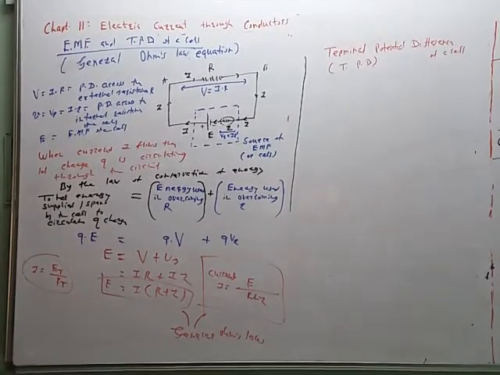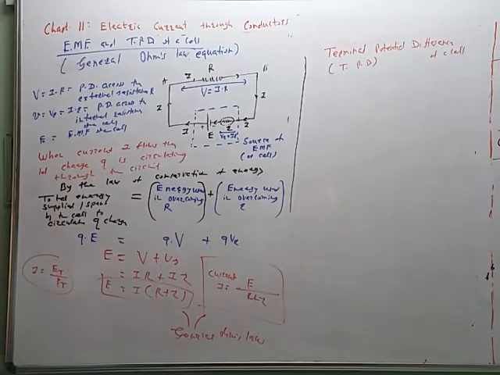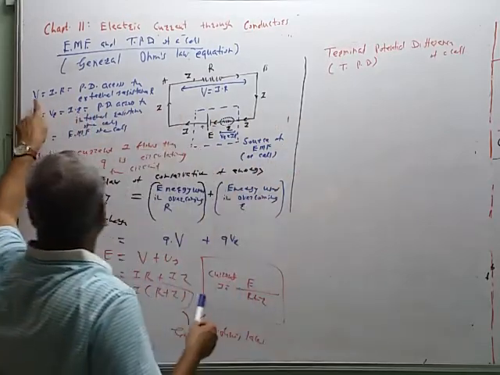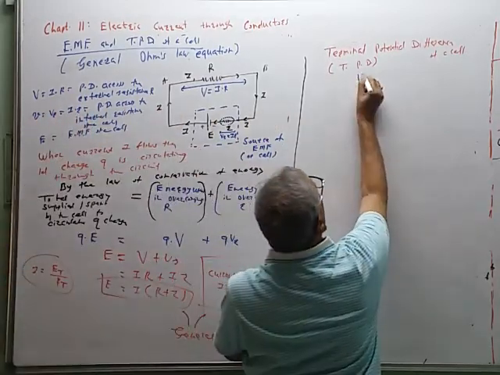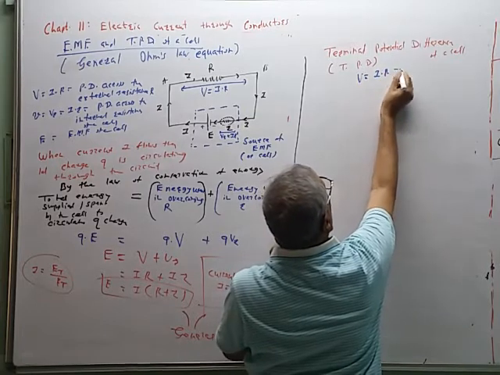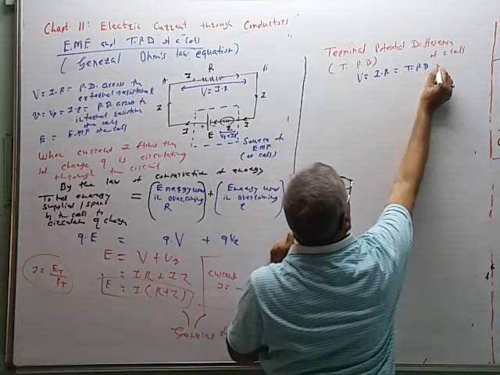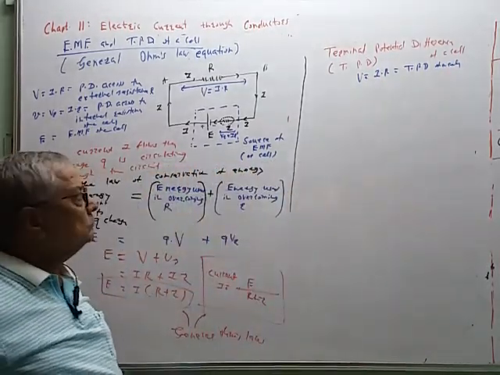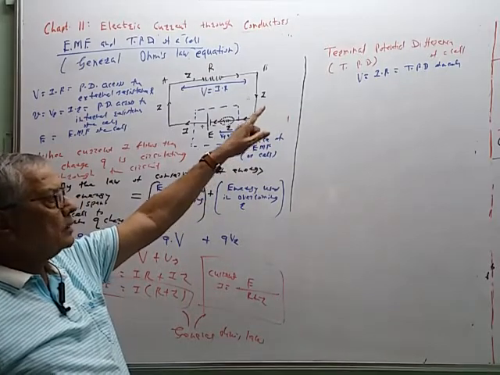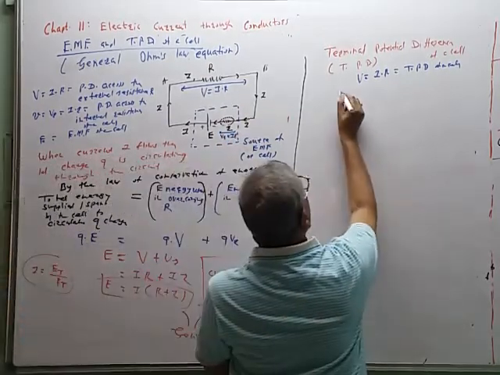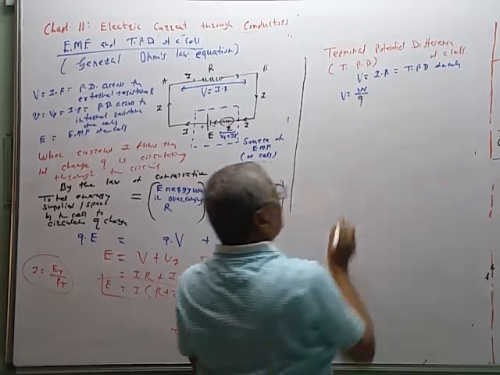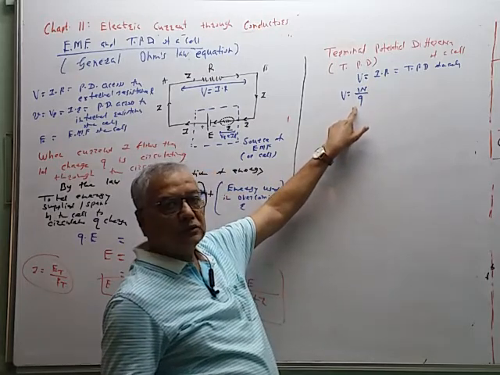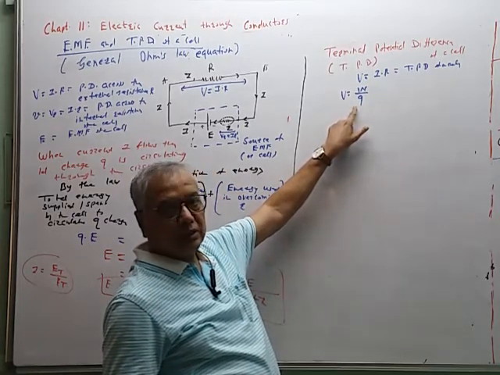So we know the term EMF: definition, formula, etc. Now let us see this second term, terminal potential difference of a cell. So this V is equal to I into R is called the terminal potential difference of a cell. Its unit is again volt, joule per coulomb. So this V is equal to W upon Q. Same definition. It is the amount of work done in circulating the unit positive charge.